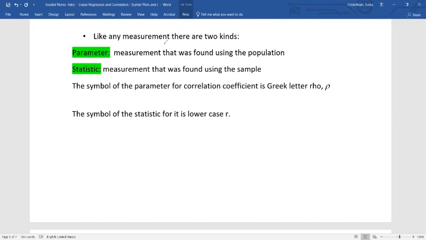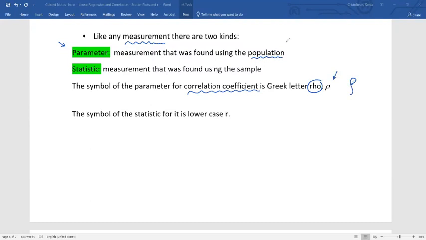And I mentioned before that this R is a statistic because it's a measurement that is found by using the sample. And like any measurement, there are two kinds. You may be wondering, okay, if that is a statistic, what will be the corresponding parameter? The corresponding parameter will be the same measurement, but the measurement will be found by using the entire population. And the symbol for the parameter for correlation coefficient is a Greek letter. This will be something new for you. It's called rho, and this is the symbol. It's like an elongated S.